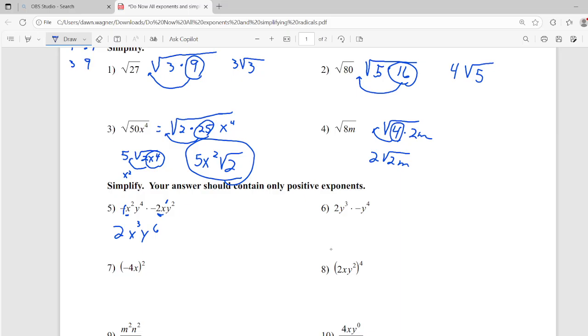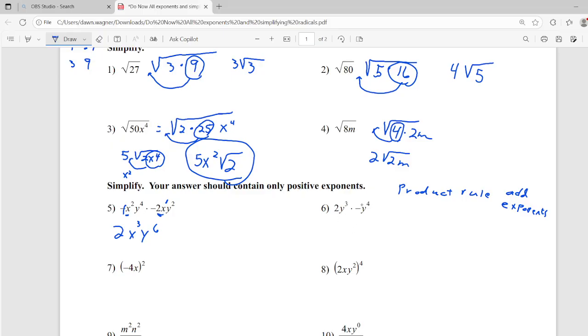For these types, for 5, 6, 7, that's called the product rule. Product rule. You add exponents, right? This is simplifying radicals. They're not exponent rules. Okay, so let's do this one.